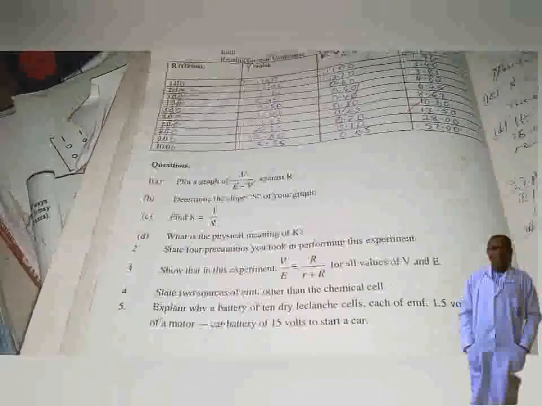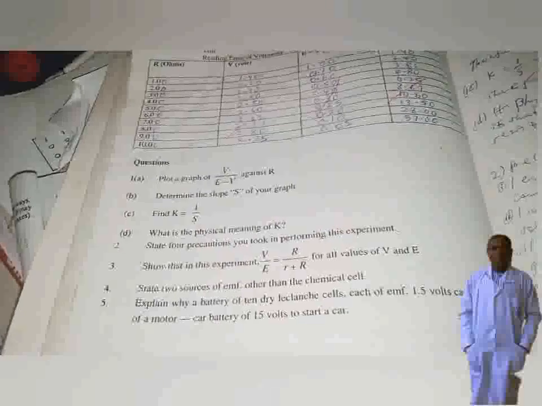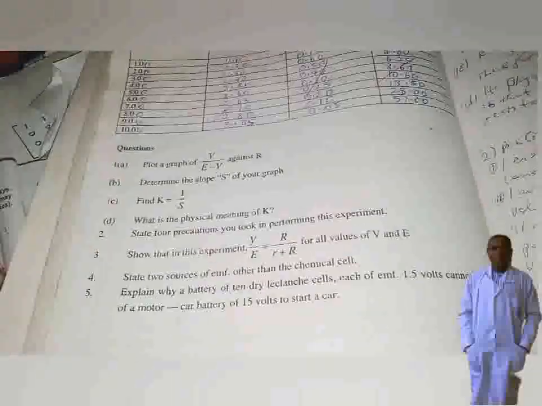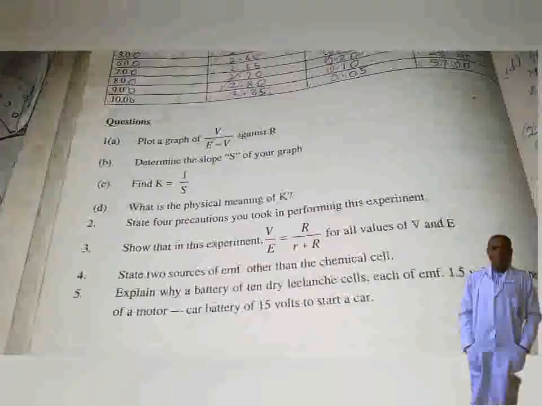Now show that in this experiment V over E equals R over R plus r for all values of V and E. Now you are going to use two ways. Either you use the proving method or you use the value method. There are two ways we can use to verify this.